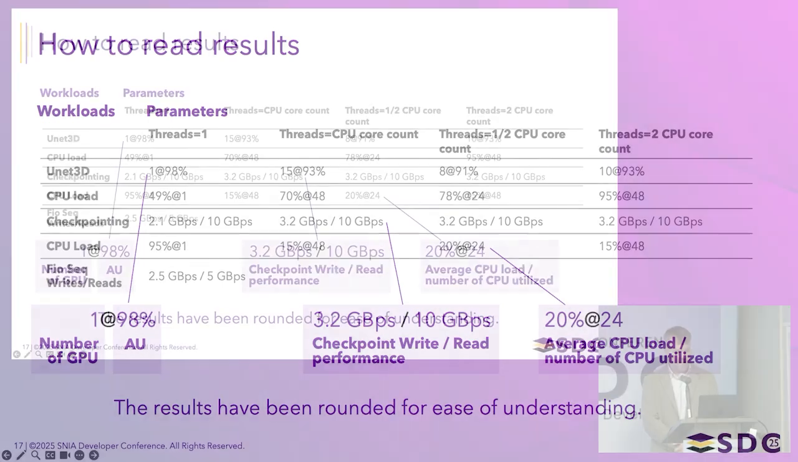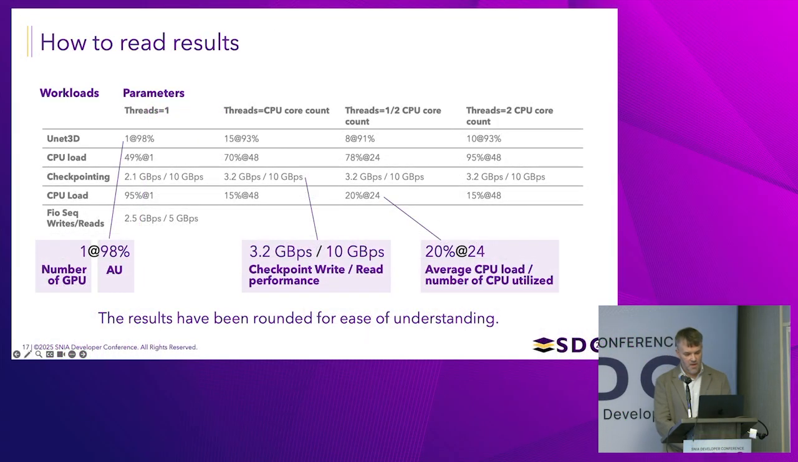on my storage server side. For the checkpointing workload, I measured checkpoint save and checkpoint load performance. And again, I collected average CPU utilization, CPU load, and also sometimes I ran a simple FIO workload with sequential reads and writes for a double check and to understand the maximum performance of the protocol under some conditions. All the results have been rounded for ease of understanding.